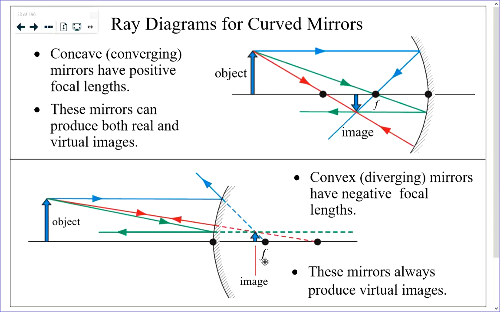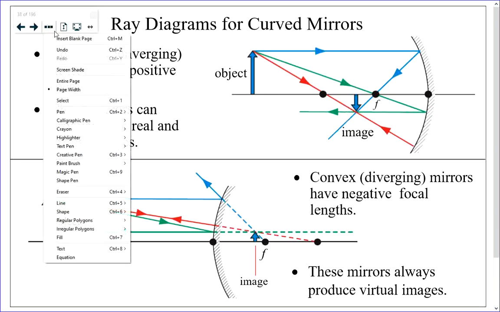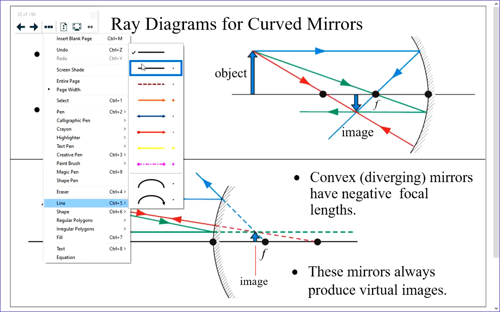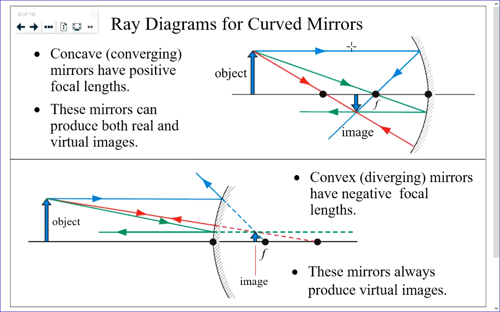We will get into this again later, but for now, real images are always inverted, and real images can be projected onto a screen. So when you take a look at the top diagram, if I put a screen in front of the mirror in this location, then what I will see on the screen is the image of the object, and it will be upside down. And these are labs that we've done in class.